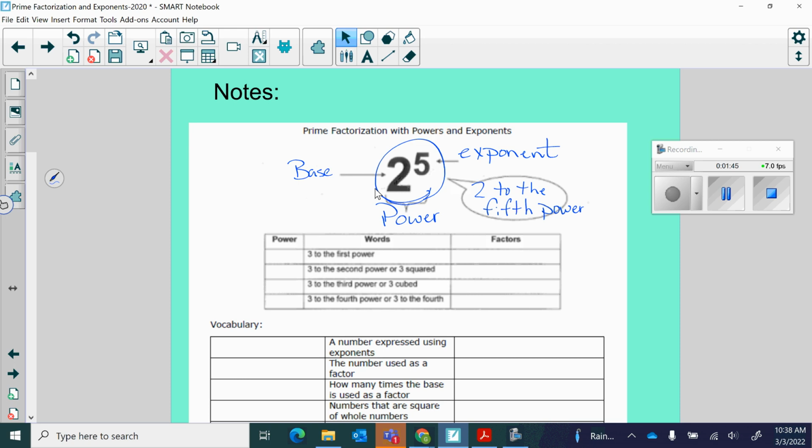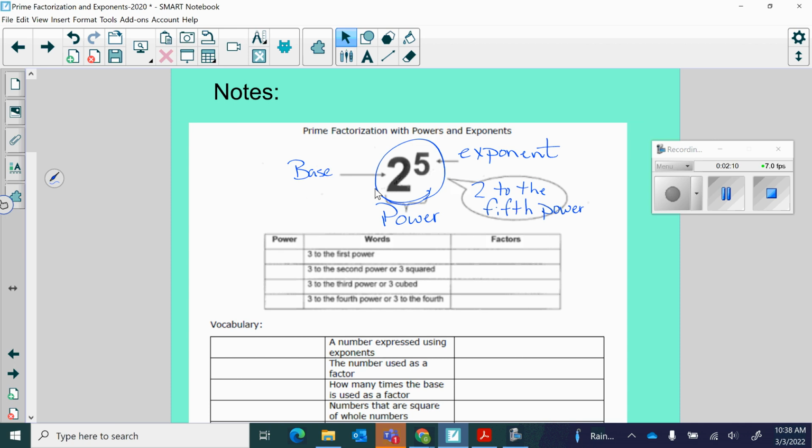Madison? No, I said 2 to the 5th power. And that's why it's important you add that. So 2/5 is totally different than 2 to the 5th power. Okay? And we'll see this in just a second.